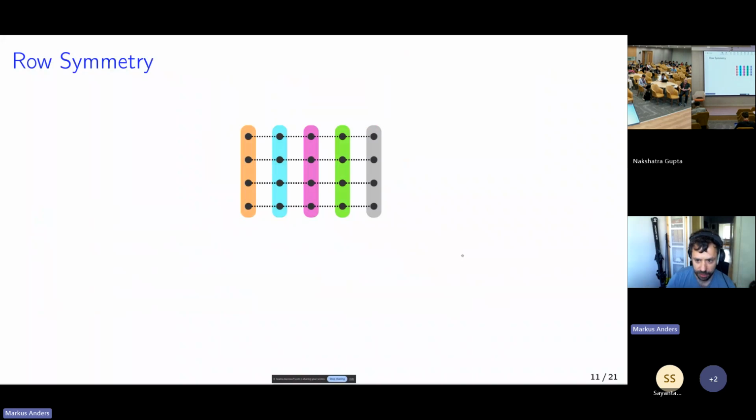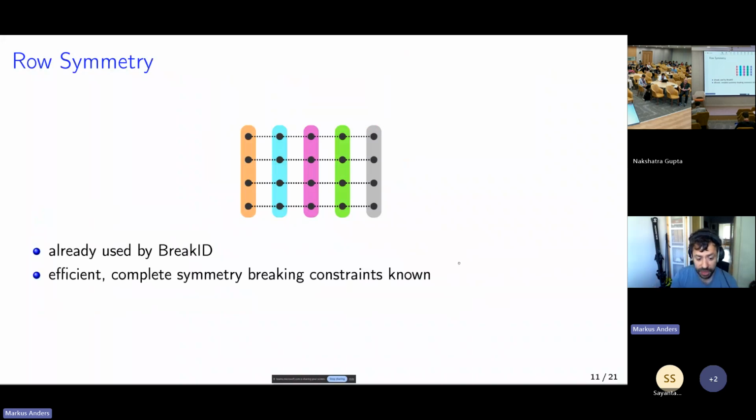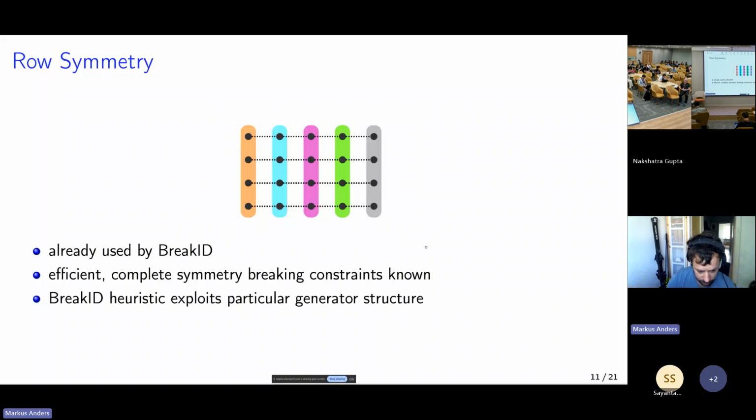Now, why should we care about this structure? Well, first of all, this structure is already used by BreakID, and for good reason. The reason is that for this kind of structure, we have efficient complete symmetry breaking constraints. So if we know we have this structure, we can just write down this essentially perfect constraint and be done with it. Last year I talked about the drawback of the particular detection algorithm of BreakID. There are some downsides to the algorithm there. So let me now talk about how we detect it in Satsuma.